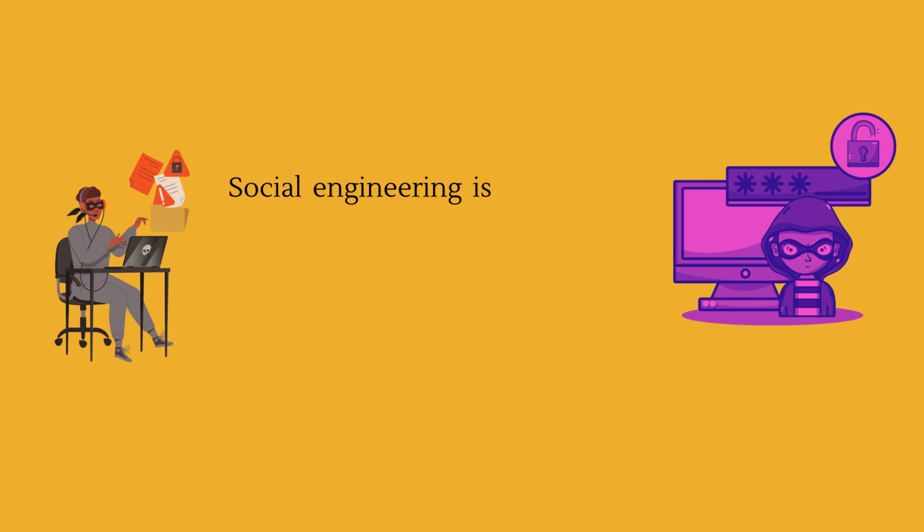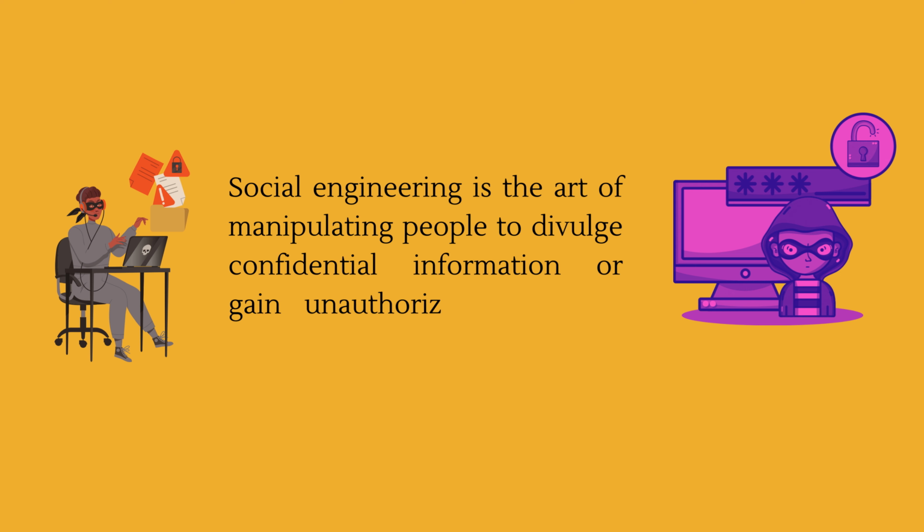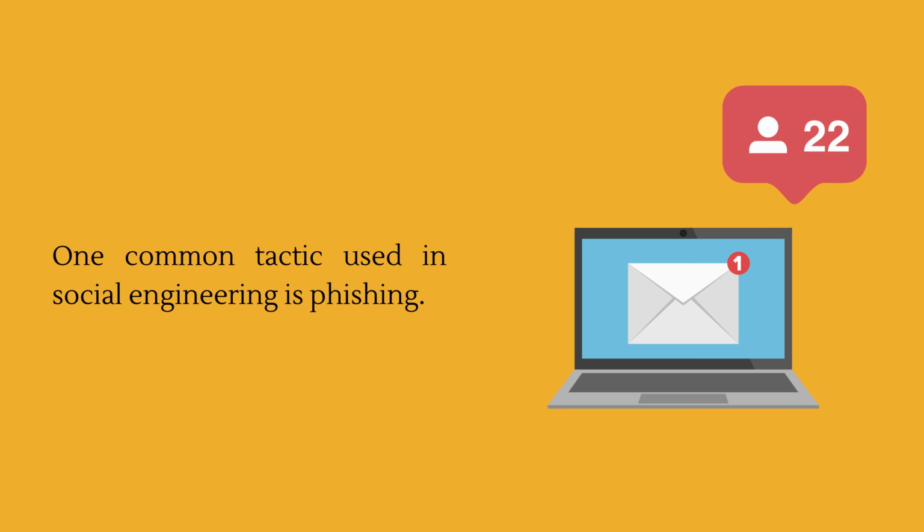Social engineering is the art of manipulating people to divulge confidential information or gain unauthorized access to computer systems. It's a technique that cybercriminals use to exploit human behavior and trick their victims into doing something that they wouldn't normally do. One common tactic used in social engineering is phishing.